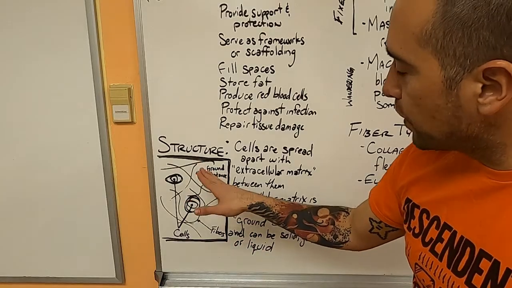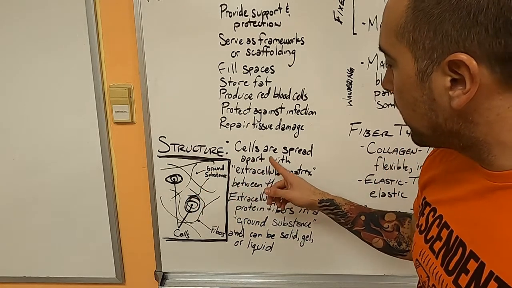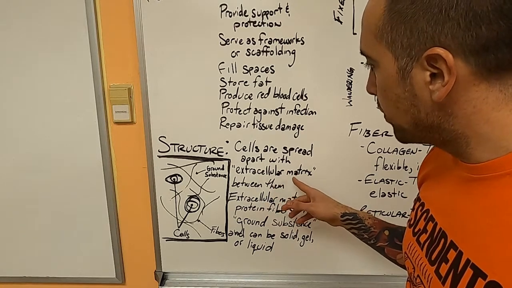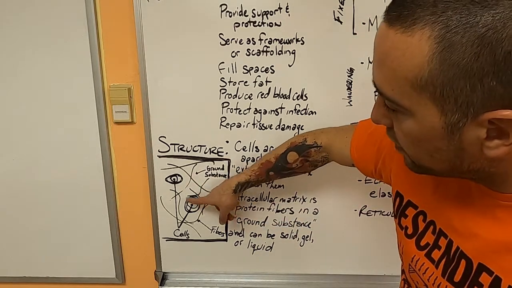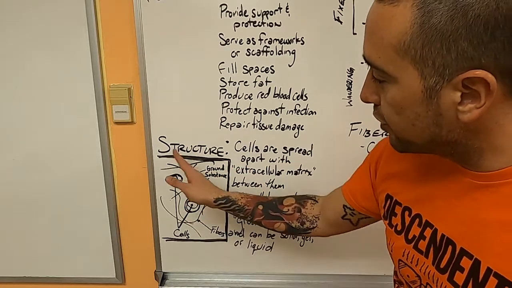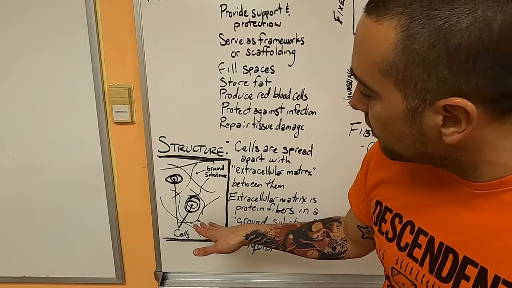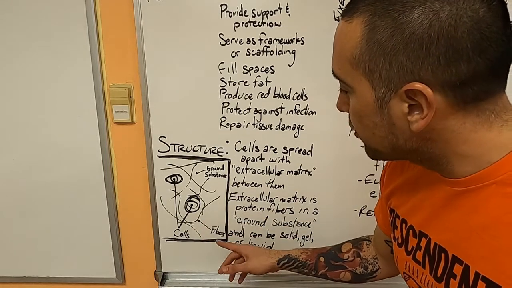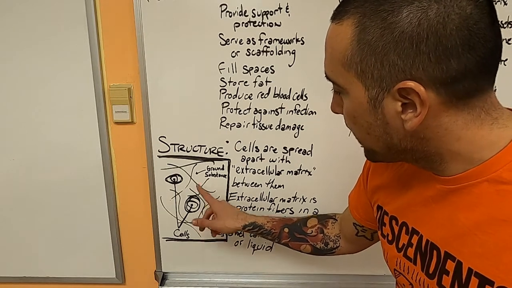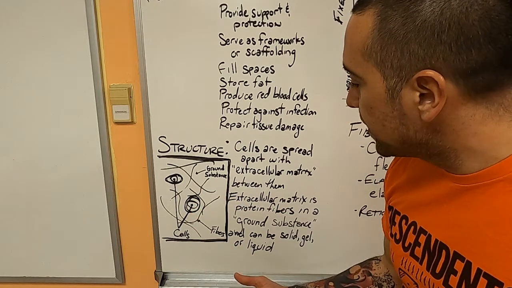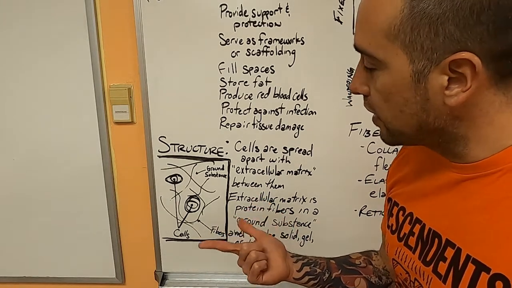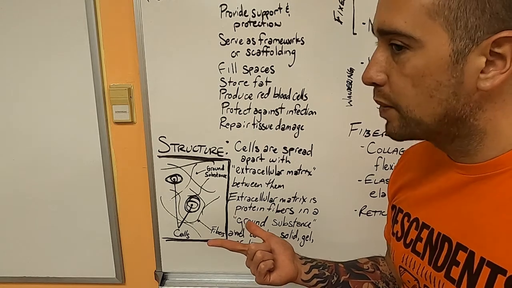Now, the general structure is what they all have in common, is that the cells are generally spread far apart with extracellular matrix between them. And so here's a diagram. These would just be 2 cells and everything between them is extracellular matrix. Extracellular means outside of the cell. The extracellular matrix is composed of fibers that are generally made of protein and a ground substance. The ground substance might be solid if it's bone, it might be gel if it's cartilage, or it might be liquid if it's blood.